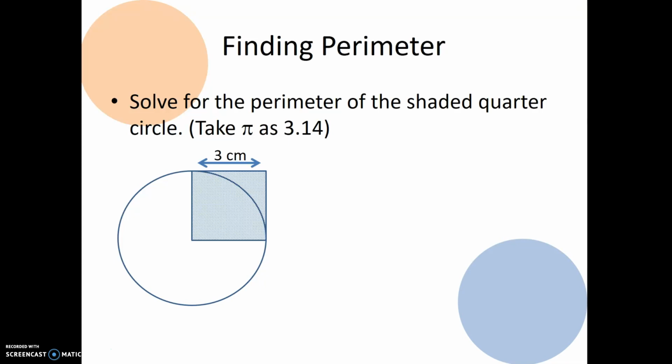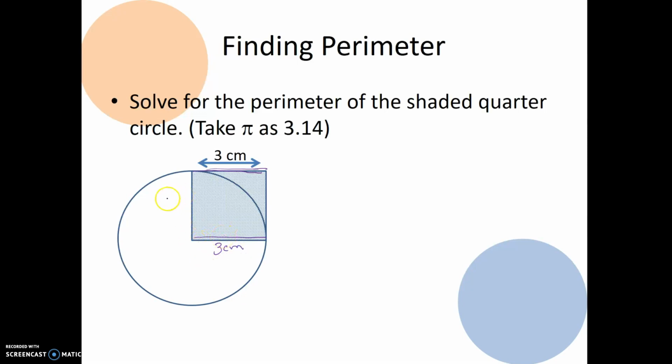Okay, so now we're going to solve for the perimeter of the shaded quarter of a circle. Okay, let's just think about this for a second. We're looking for perimeter here, and here, and here. Okay, this is what I'm trying to solve for, the distance around here to here to here. So I have on here that this right here is 3 centimeters. And since this edge is the same as this edge down here, this is also 3 centimeters.